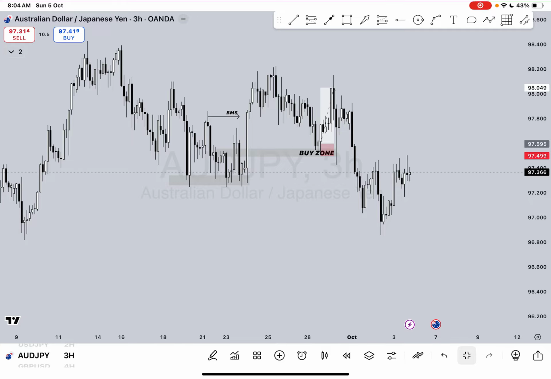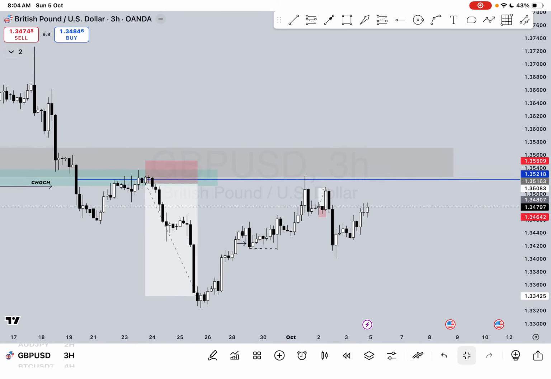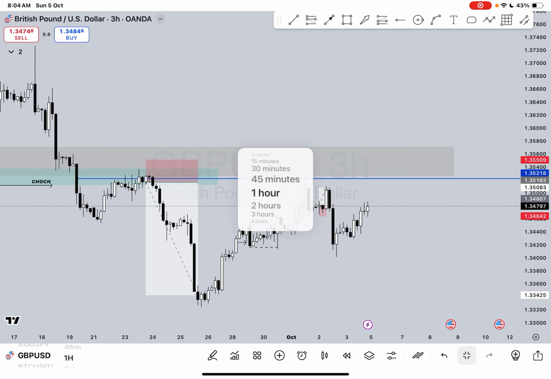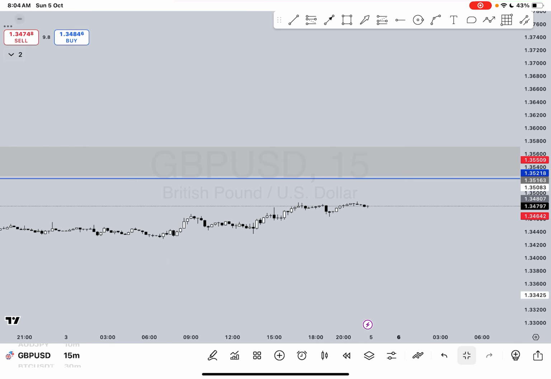Why? Because I'm not really looking at AUD this week. Just JPY and USD. That is my main focus. So I'm predicting a sell on this. For GBP USD, obviously I'm still looking at a buy. We missed a buy on Friday, which was a very heartbreaking entry.